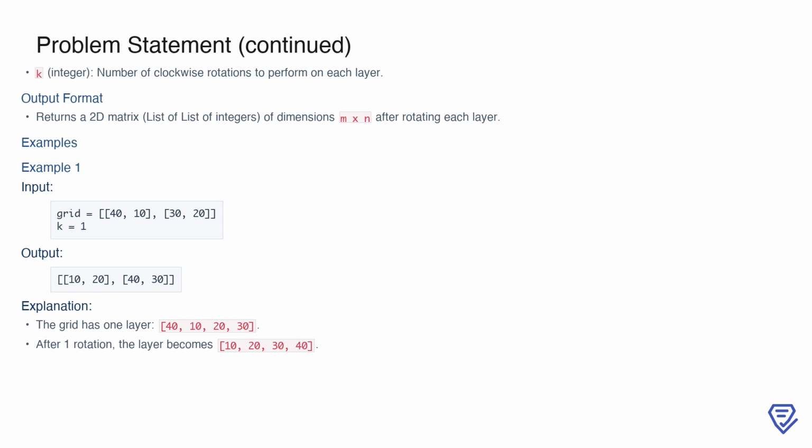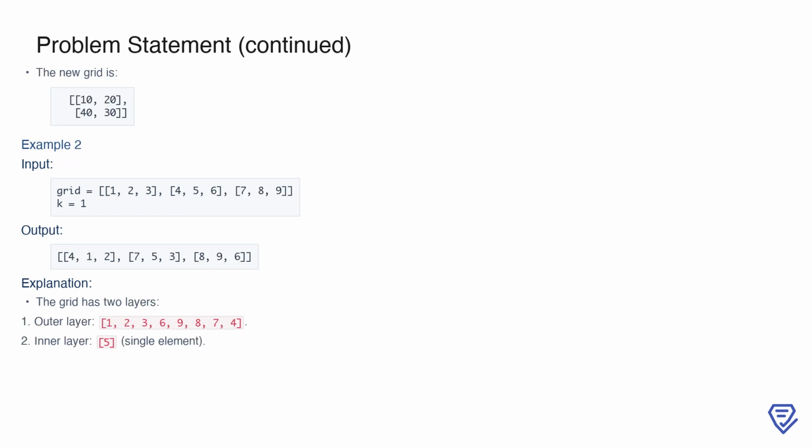Suppose the input grid is a 2x2 matrix, [40, 10], [30, 20], and k equals 1. The grid has one layer, which consists of the elements 40, 10, 20, 30. After one clockwise rotation, this layer becomes 10, 20, 30, 40. The new grid, after rearranging these elements back into the matrix structure, becomes [10, 20], [40, 30]. This shows how the rotation affects the layer and transforms the grid.